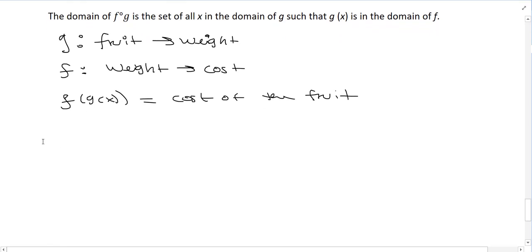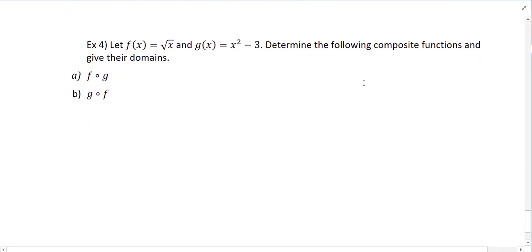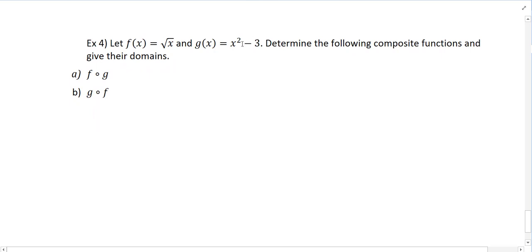All right, so let's try an example with our functions, finding compositions of functions and finding the domain. All right, so let's try this one. Let f of x be the square root of x and g of x be x squared minus 3. Determine the following composite functions and give their domain.